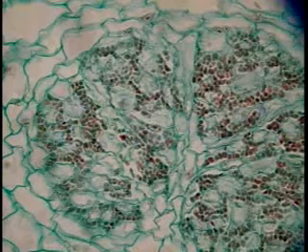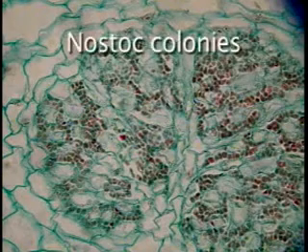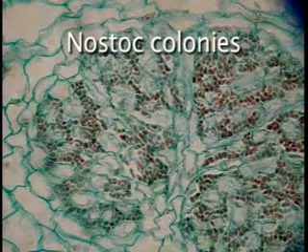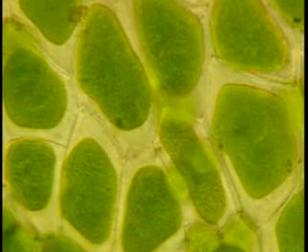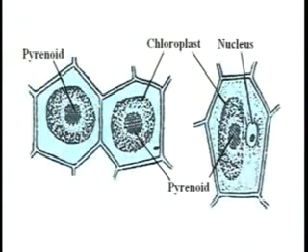With the maturity of the thallus, the mucilage in these cavities dries out, resulting in air-filled chambers which are later occupied by the cyanobacterium Nostoc. As far as the anatomy of the plant is concerned, each cell of a thallus consists of a single large chloroplast which encloses several pyrenoids. The nucleus lies opposite to the chloroplast, usually near the pyrenoid body.